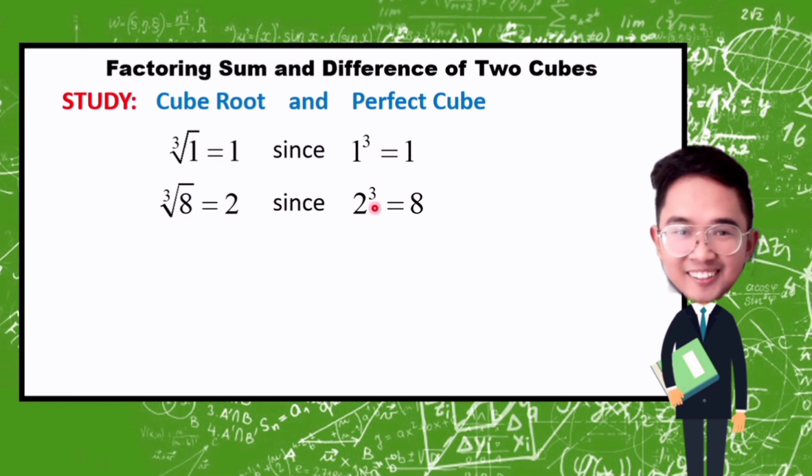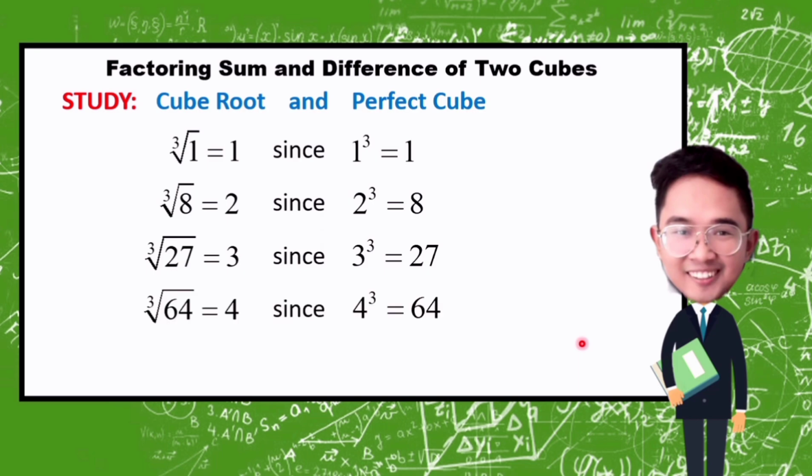Remember that the exponent tells you how many times you are going to multiply the base by itself. Since we have the exponent of 3 here, we are going to multiply 2 three times by itself. So if we are going to expand this, we have 2 times 2 times 2. So we have 8. Cube root of 27 is equal to 3, since 3 cube is equal to 27.